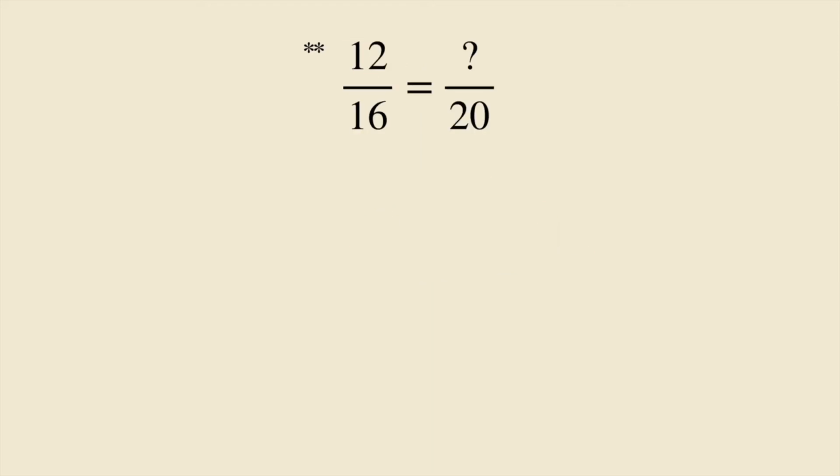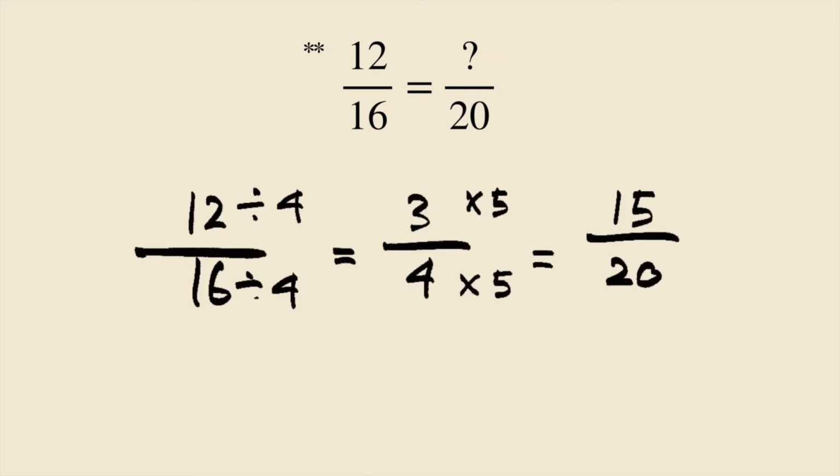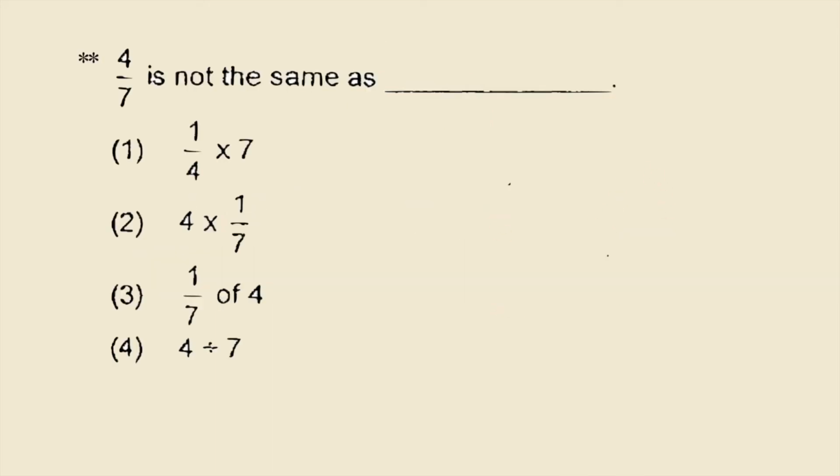Next, we're going to turn 16 to 20 and observe what the numerator is. So what we can do is divide by 4 on both sides, turning this into 3/4. And from a denominator of 4, we can turn it into 20 fairly easily, multiply by 5, and the answer is 15.